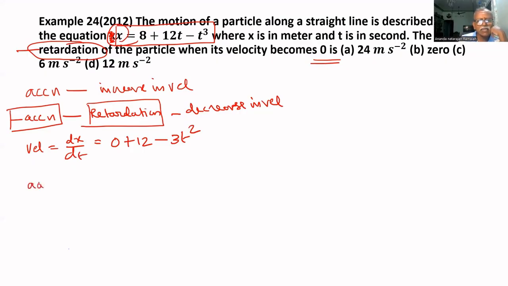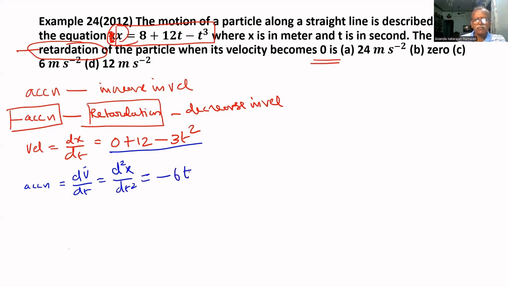Acceleration equals dv by dt or d square x by dt square. So we have to differentiate this one more time. If you differentiate it once more, what will you get? Minus 6t. The 12 becomes 0, because if you differentiate a constant, you get 0. That's why minus 6t.